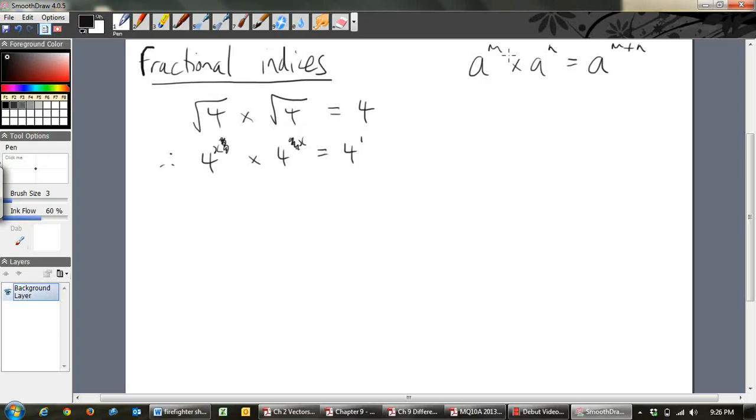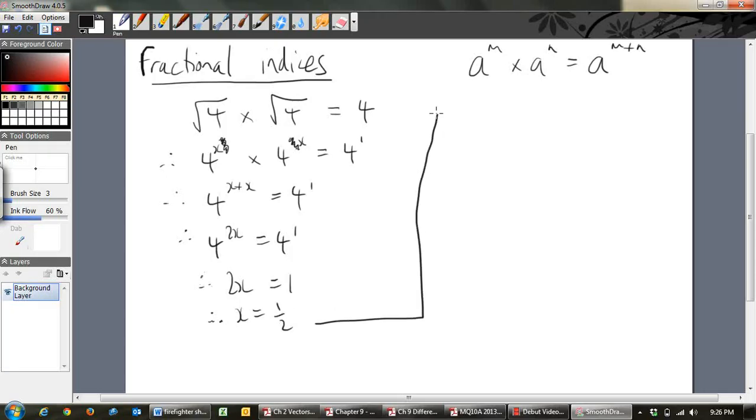Now, you remember, if you're timesing them together, you add the indices. So what we're going to do is add the indices together here. In other words, if you add those powers together, you get 4 to the power x plus x is equal to 4 to the power 1. In other words, 4 to the 2x is equal to 4 to the power 1. What this means is that 2x is equal to 1. And dividing by 2, you get x is equal to a half.